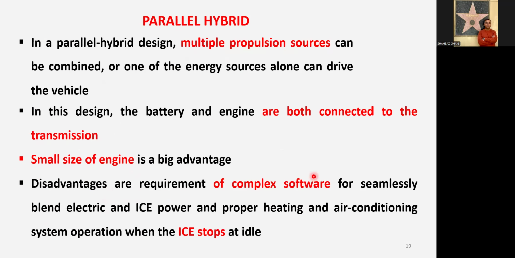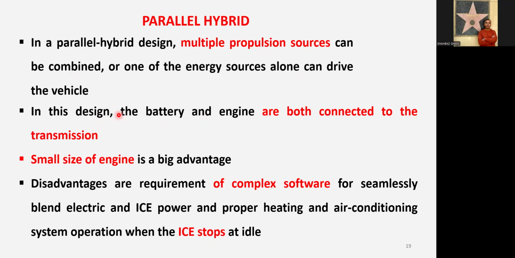After the further explanation, we see the diagram. In a parallel hybrid design, multiple propulsion sources can be combined, or one of the energy sources alone can drive the vehicle. So the multiple propulsion sources, your internal combustion engine and the batteries, can be combined, or one of the energy sources alone can drive the vehicle. In this design, the battery and the engine are both connected to the transmission.